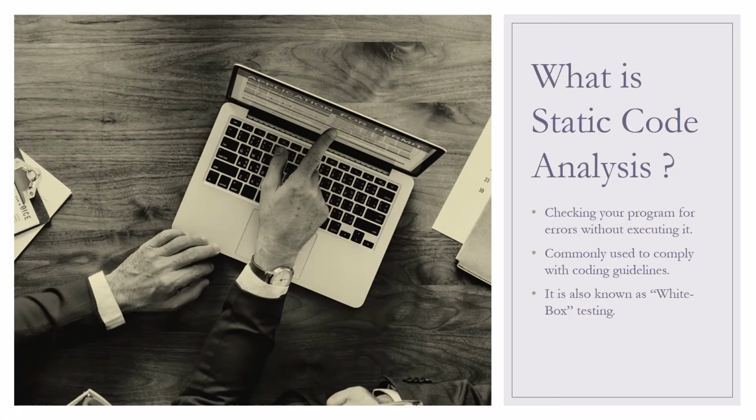So, what is static code analysis? It is a method of checking your source code before it is actually executed. It's done by analyzing a set of code against a predefined set of coding rules. This type of analysis is used to identify weaknesses in your source code, which may lead to vulnerabilities. And of course, this can be achieved through manual code reviews, but using an automated tool is much more effective. Static code analysis is commonly used to comply with coding guidelines, and sometimes it is also known as white box testing.